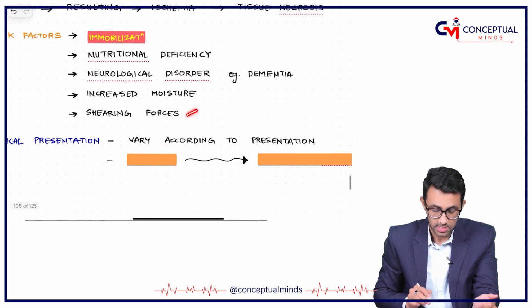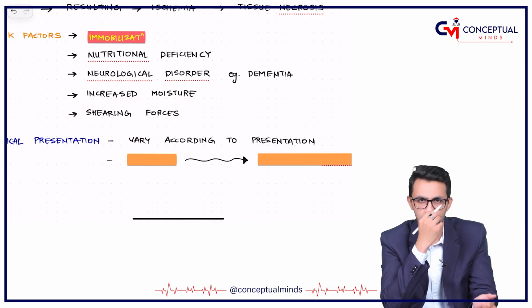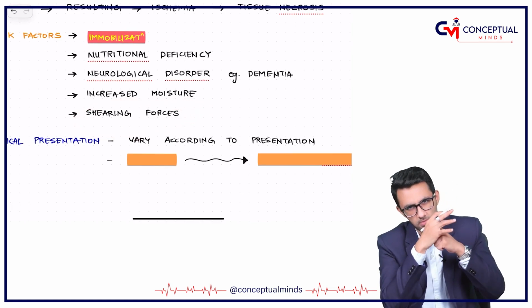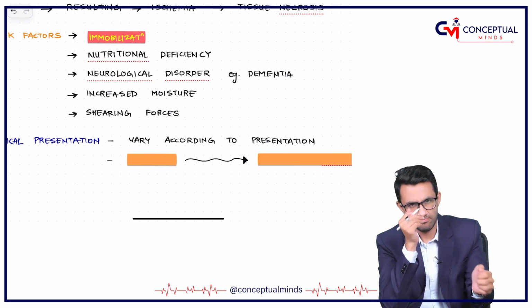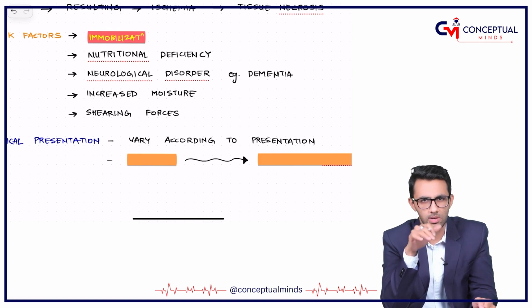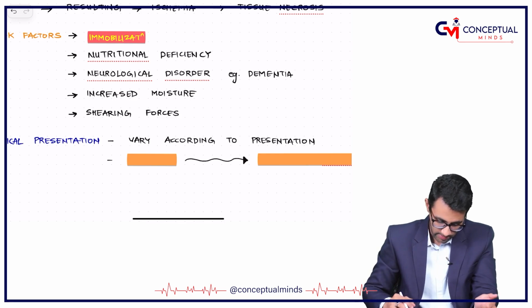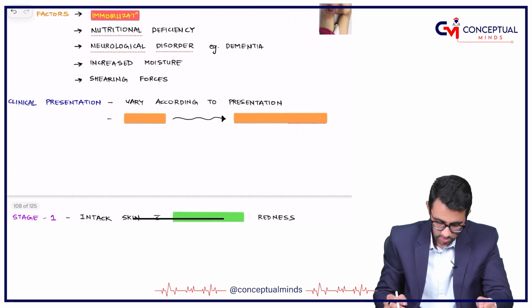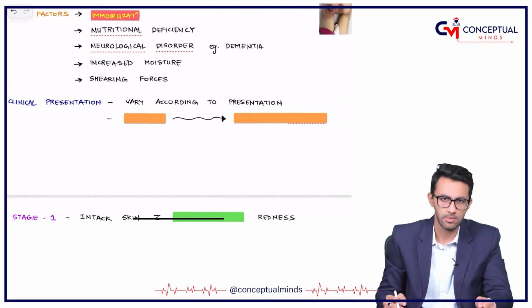Then there are shearing forces, the same point we discussed regarding pressure. In a patient who is lying flat, there will be an ulcer in the buttocks, right? But if there is a shearing force at some other location for any other reason, even at that location the presentation will be the same, and a pressure ulcer will form. The clinical presentation varies according to the patient; it is not the same.